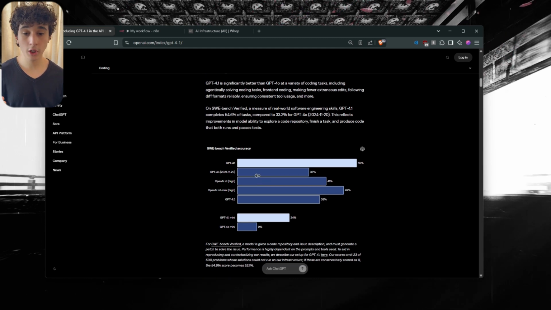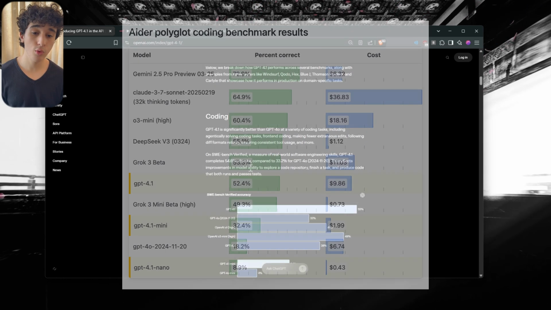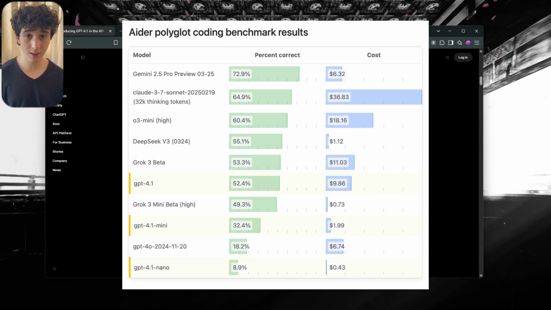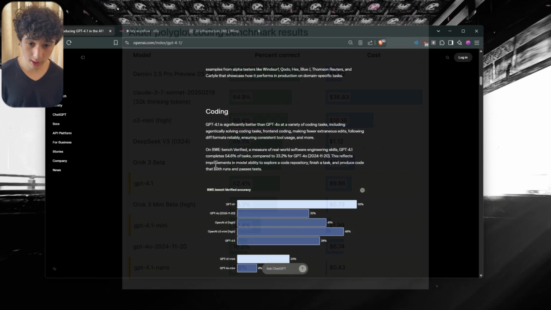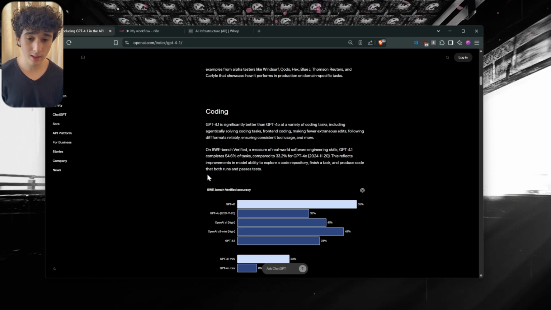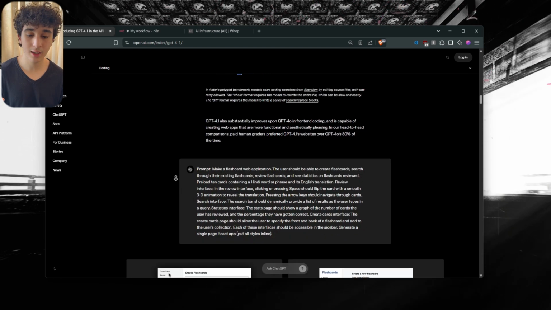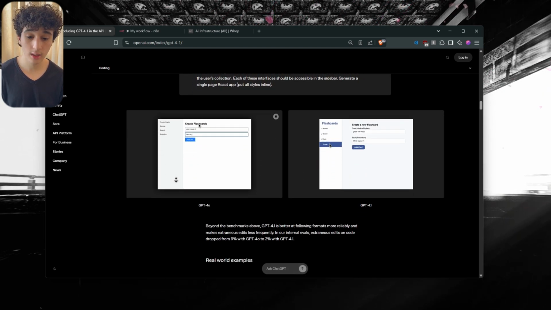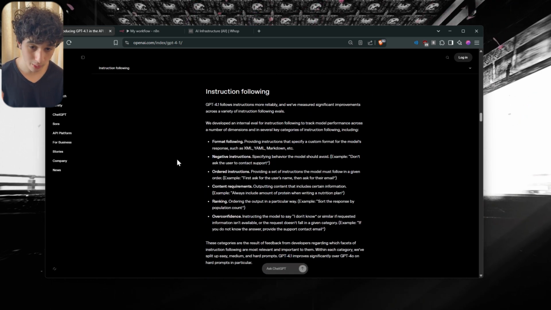I'm going to put a picture on the screen right now, which compares the coding capabilities of 4.1 with other models like Gemini 2.5 Pro and Claude, but nothing too crazy. This is why I specified that this model is really important for building AI agents, but honestly for coding, nothing too impressive. Its strengths lie more in different areas, like the one I'm about to mention right here, because we reached the instruction following section.